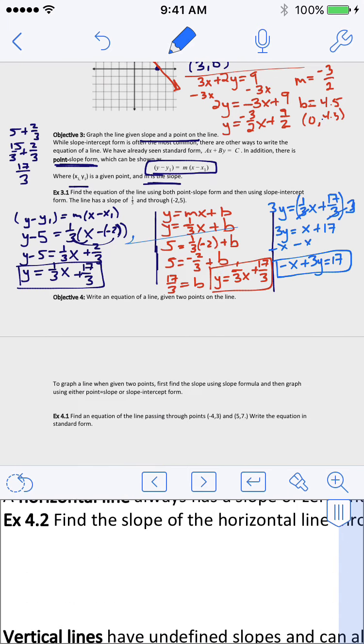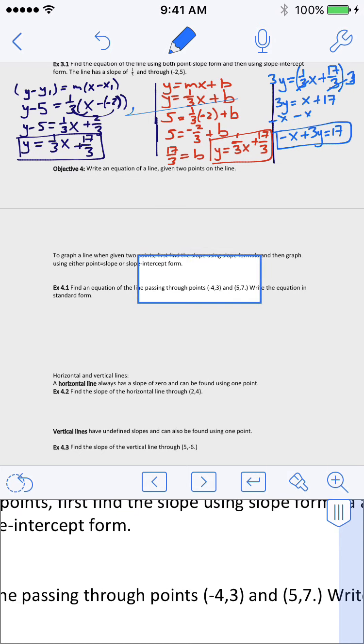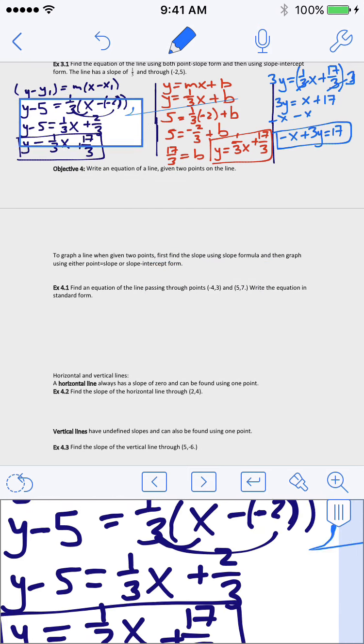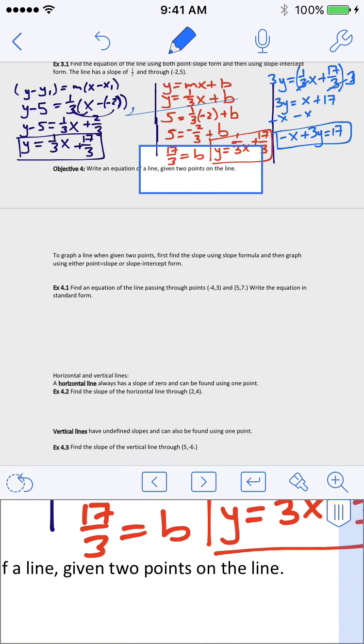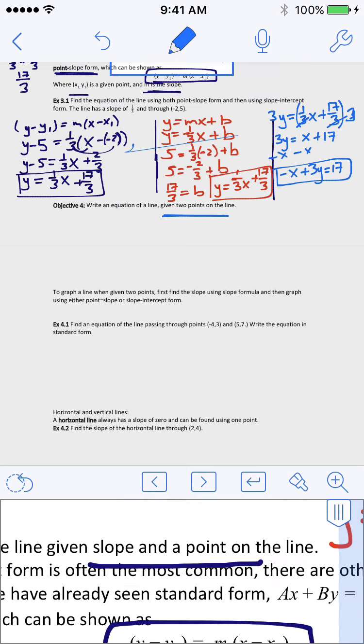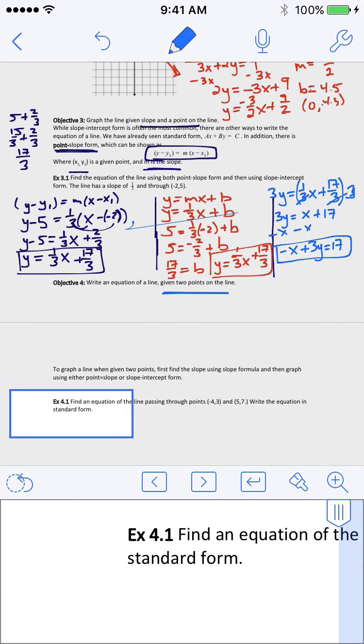Alrighty, let's try out another one. Now, let's do the same thing, but we're going to use it given 2 points. So we're not going to do quite another one the exact same, but it's almost exactly the same. This time we will be given 2 points on a line instead of the slope and a point. So it's just one extra step.